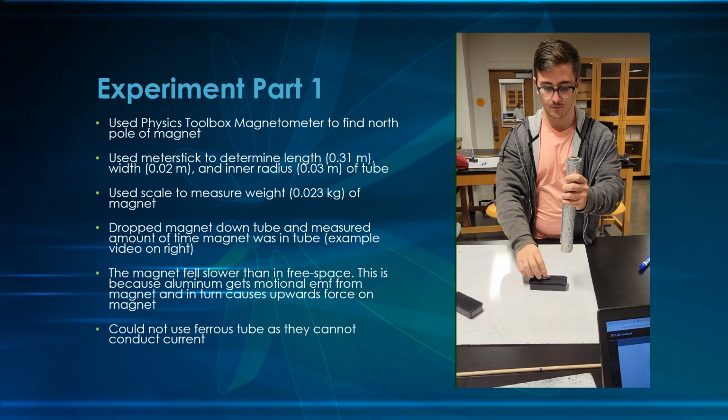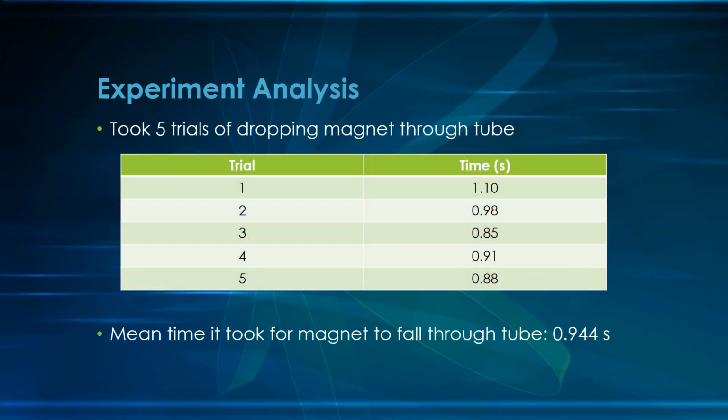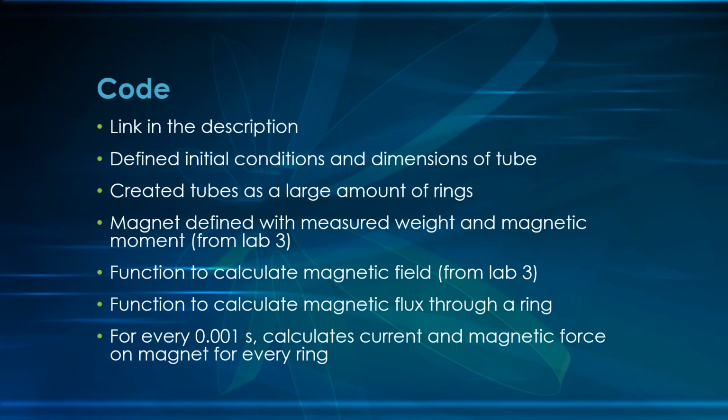We determined that the magnet fell slower than in free space, and this is because the aluminum gets an induced EMF from the magnet and in turn causes an upwards force on the magnet. However, we could not use a ferrous tube as ferrous tubes cannot conduct current. We took 5 trials of the experiment shown on the table, and the average time for the magnet was 0.944 seconds. Now onto the code, the link for which is in the description.